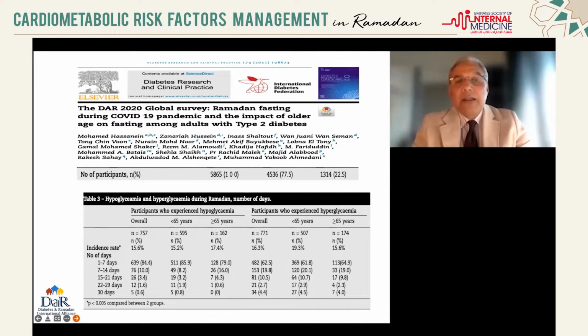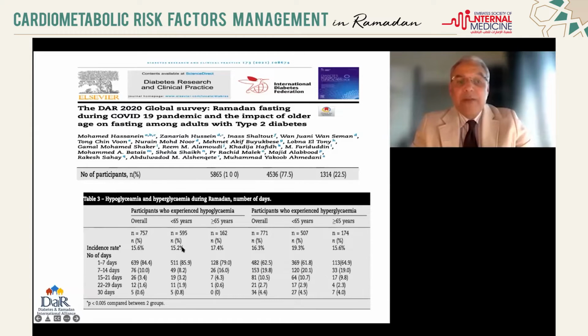This data is much bigger data of nearly 5,865 persons that were split into a group of them above the age of 65 and the other group below the age of 65. And as you can see, this is a global survey that took place in many countries across Middle East and Asia.